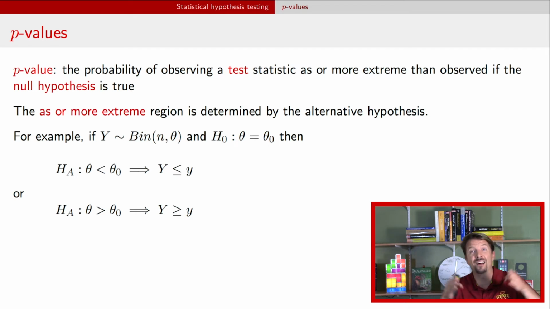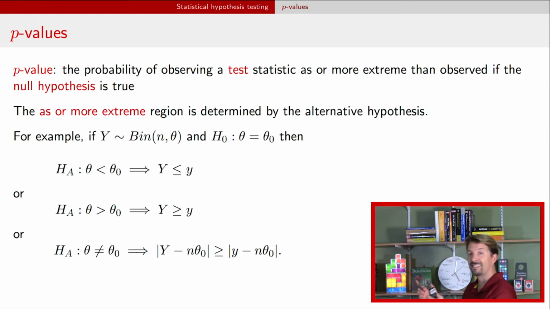If we think about the as or more extreme regions, then we're in the situation where we want to be perhaps farther away from the expected value. So if theta naught is the null value, then n theta naught is the expected value. And the question is, what is more extreme than what we observed compared to that expected value? And this is the region right here, where now there's really two parts. We can either be to the right or to the left. And so to do it concisely, we use absolute value signs.